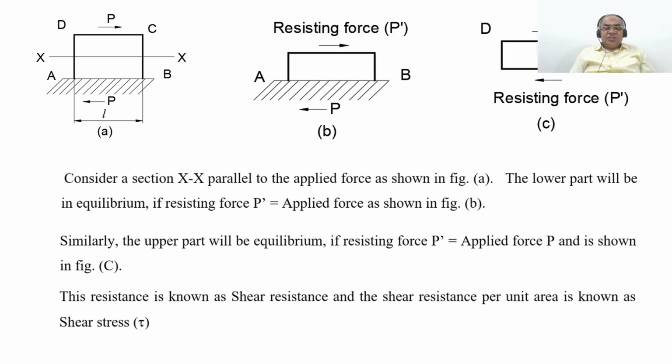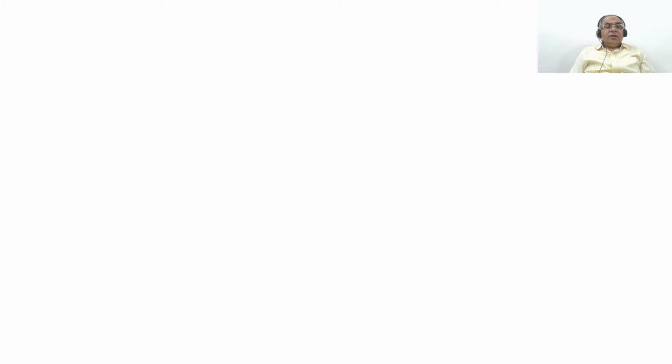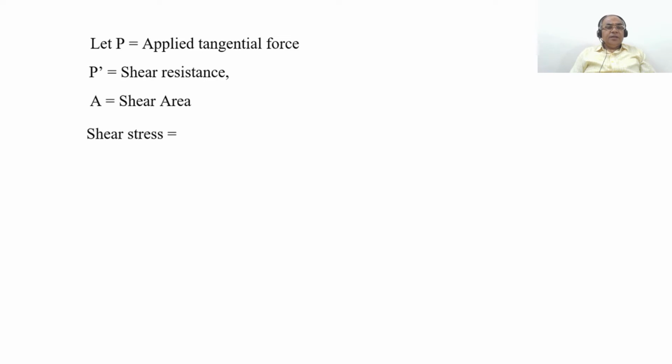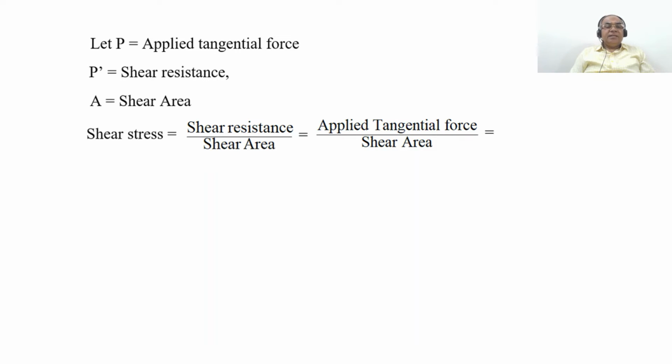This resistance is known as the shear resistance, and the shear resistance per unit area is known as the shear stress. Now let P be the applied tangential force and P dash the shear resistance, and A the shear area. Then what is shear stress? It is shear resistance divided by shear area, which is numerically equal to P dash by A. As P dash is equal to P, therefore it is P by A. So the applied tangential force divided by the shear area gives you the shear stress.